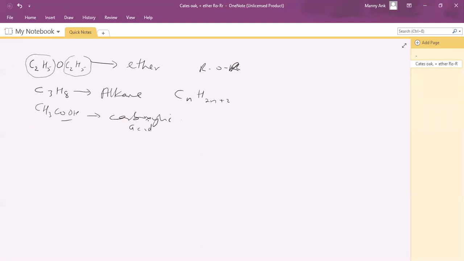Number 40. A substance with a pH of 8 is A, a strong acid, B, weak acid, C, strong base, and D, weak base. D. All right, so D says weak base, correct? Because a pH of 8 is close to 7, right? So it's a weak base, that's correct.